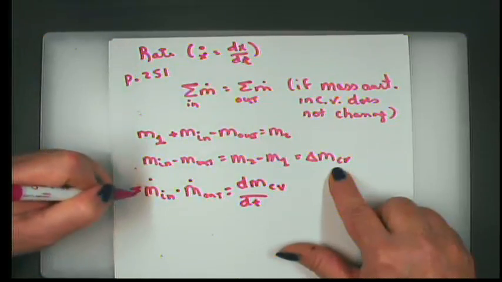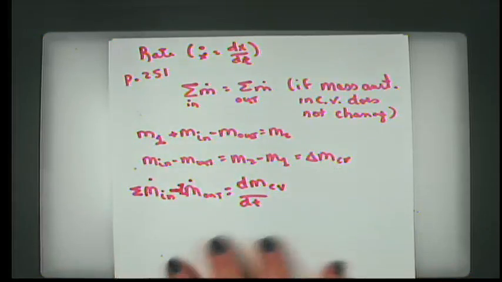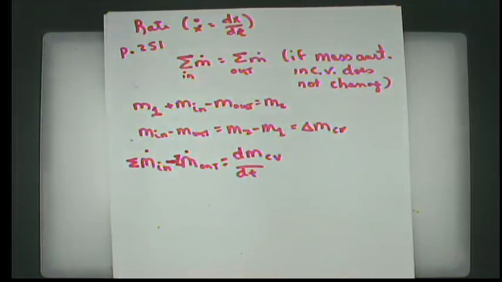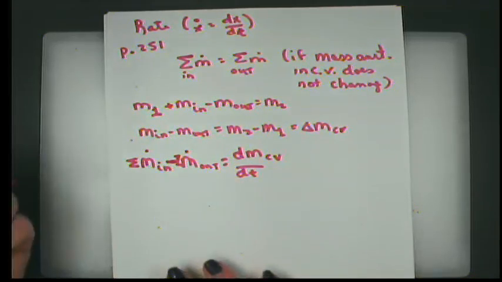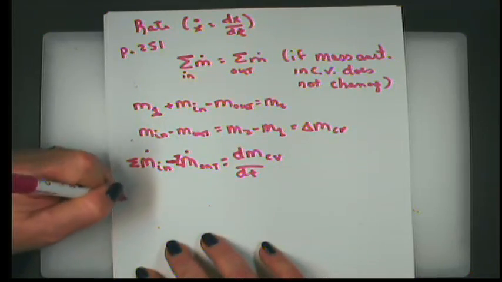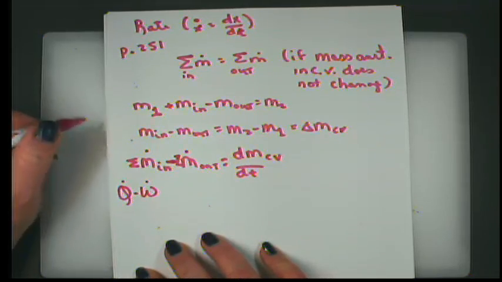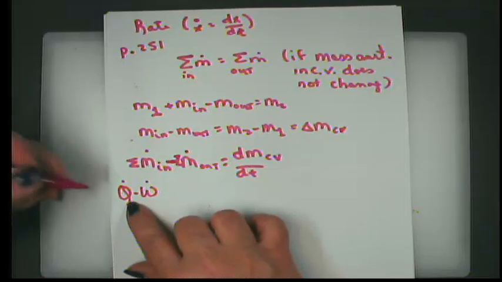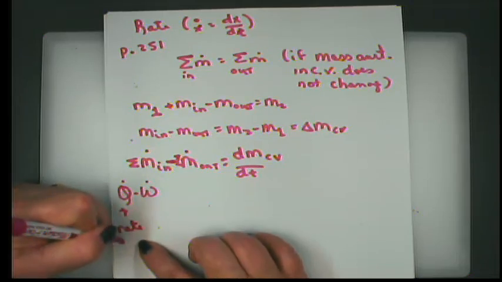Right? And then if we have more than one inlet or more than one outlet, we can make it more general by adding summation signs. So this is really the most general form of the equation. Underneath it, we have a rate equation for the energy, for the first law of thermodynamics. Q dot is referred to as the rate of heat transfer.